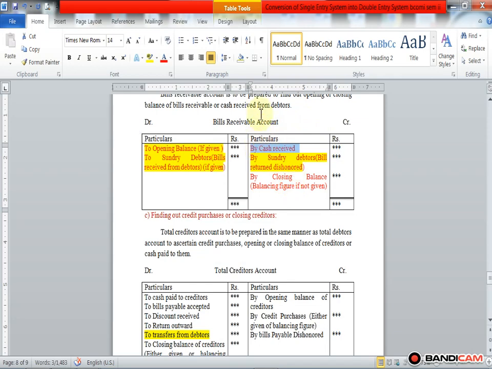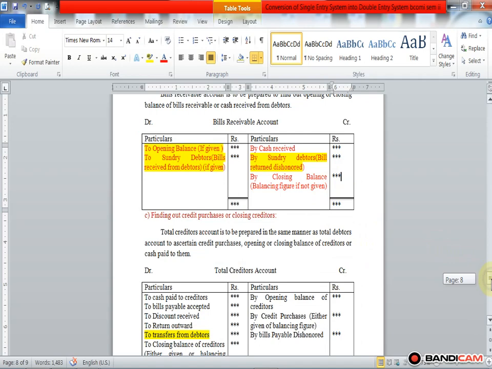Cash account debit to bills receivable, and the entry will be posted to the respective accounts. The first effect is in the cash book, and the second effect is on the credit side of bills receivable, that is, cash received. Then we make the totals of debit and credit and find the missing item. If bills received from debtors is missing, the difference is on the debit side, and that difference is called sundry debtors, bills received from debtors. If the difference is on the credit side, then that difference is called closing balance of bills receivable, the balancing figure, if not given.